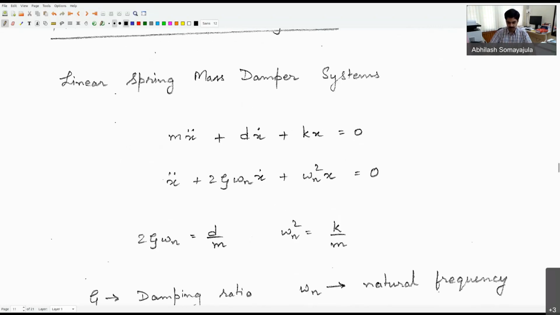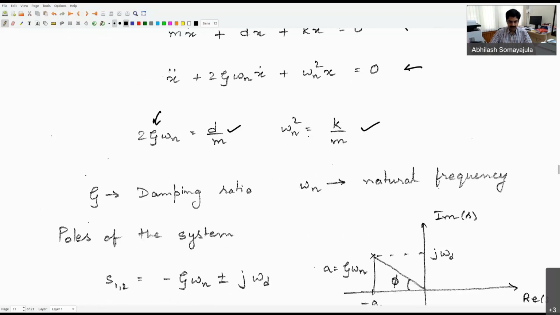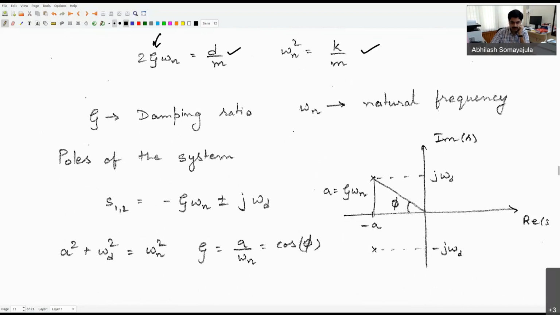We have already seen this before, so I'm going to be a little quick on this part. We have seen a spring mass damper system, which can be expressed in a standard form in terms of the natural frequency omega n and the damping ratio zeta. These can be related back to the mass, damping, and stiffness of the system. For this sort of system, the transfer function has two poles located in the left half of the complex S plane, at minus zeta omega n as the real part and plus or minus j times omega d as the imaginary part. The imaginary part is the oscillatory component, and the real part is the decaying component. I can represent zeta omega n as A, so my poles are located at minus A plus or minus j omega d.